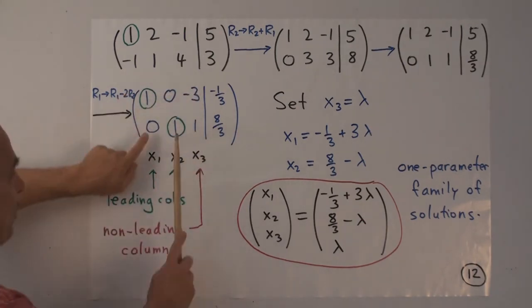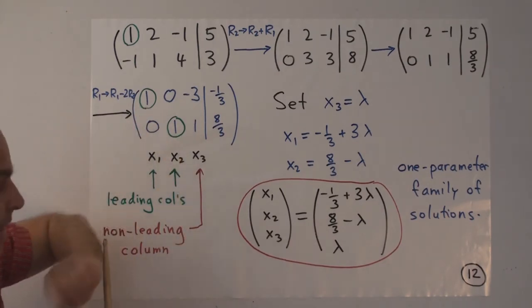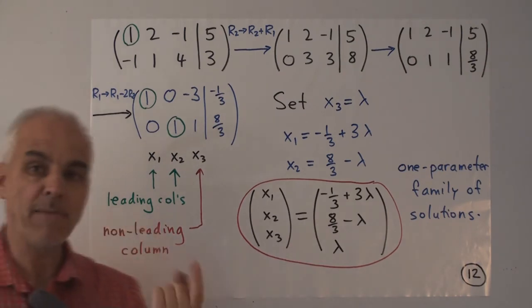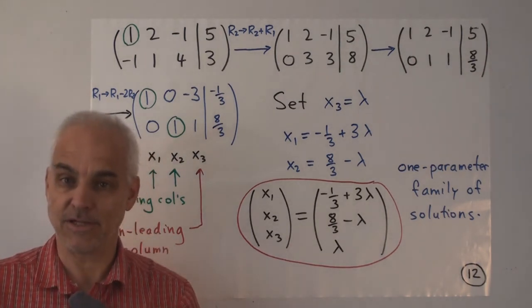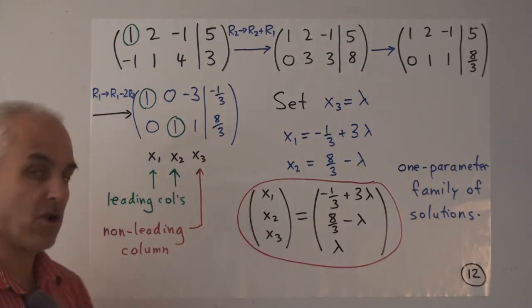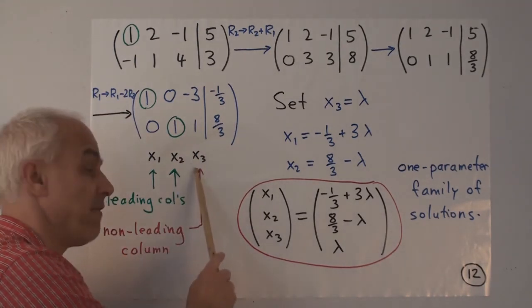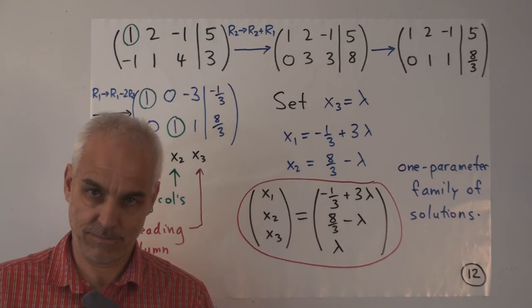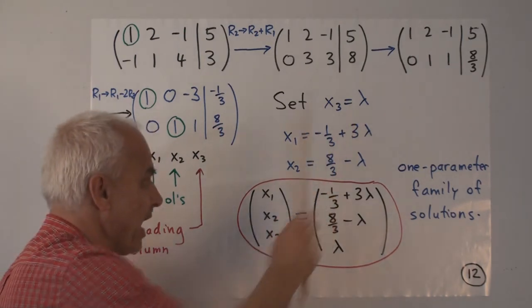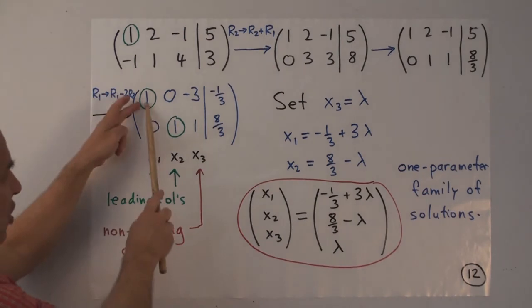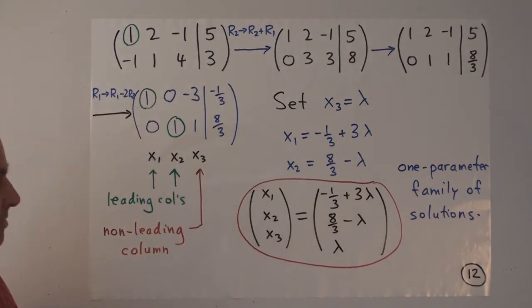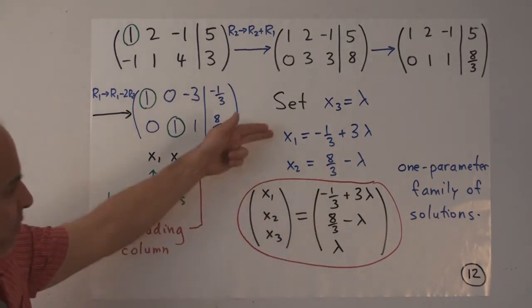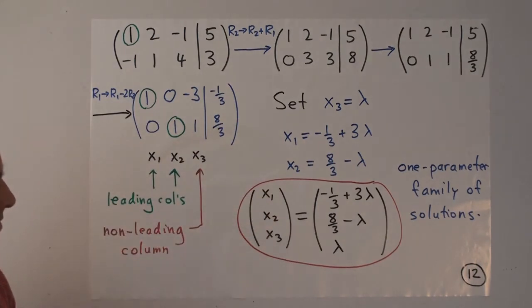On the left-hand side, there are two leading columns, the ones containing the leading entries. And there's one non-leading column. So there's going to be a one-parameter family of solutions in the answer corresponding to that non-leading column. And in fact, that non-leading variable, x3, is the one that we're going to set equal to the parameter. So x3 is equal to lambda. Then we solve for x1 using this equation. We solve for x2 using this equation. We put all three answers together in a vector.